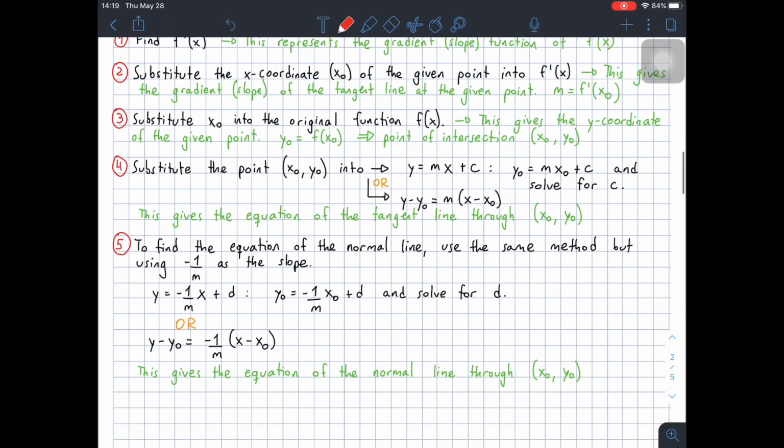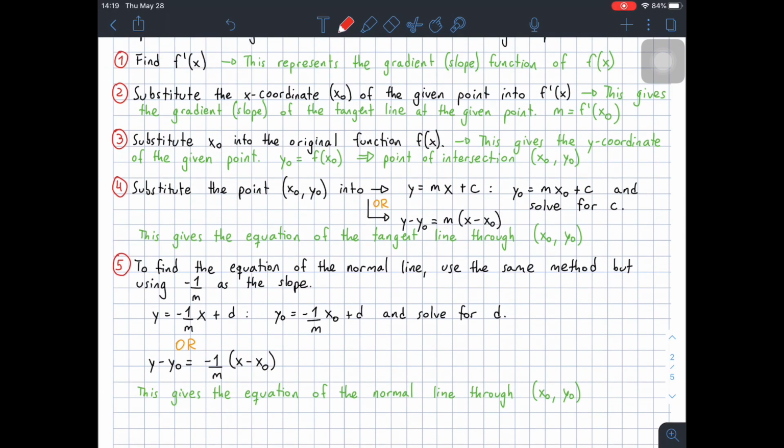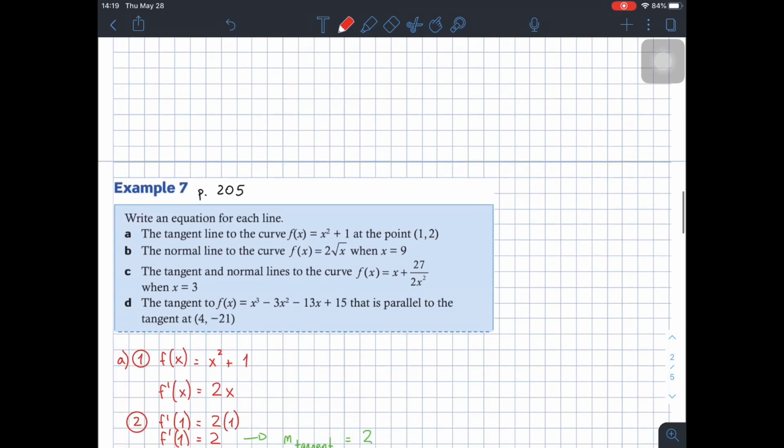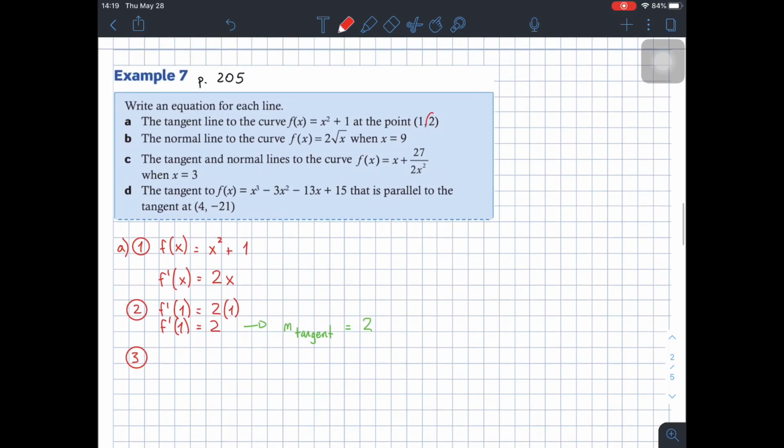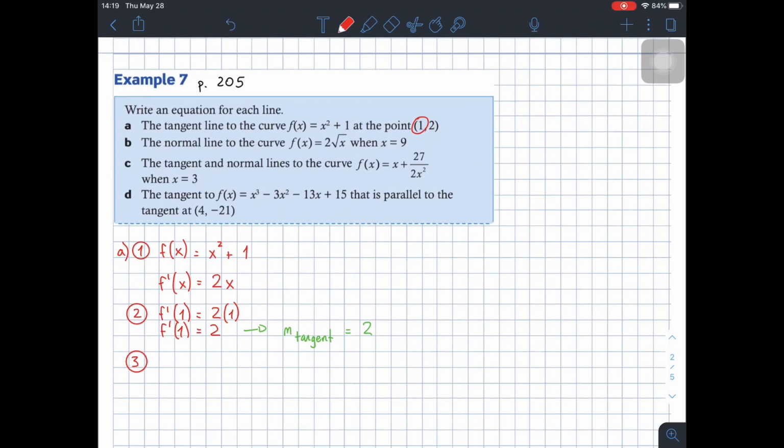Step number 3 says, substitute the given x point into the original function f of x in order to get the y value, right? But in this particular exercise, we are already given the value of y. If we substitute the value of x into the original function, you will see that we will get 2, because it will be 1 squared plus 1, and 1 squared plus 1 is 2. So we are already given the value of the y coordinate in this case.